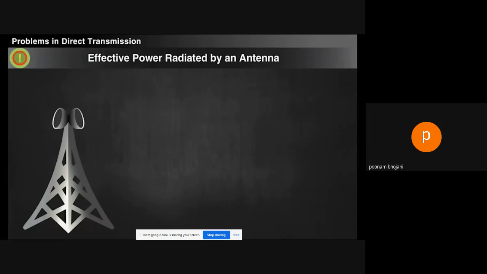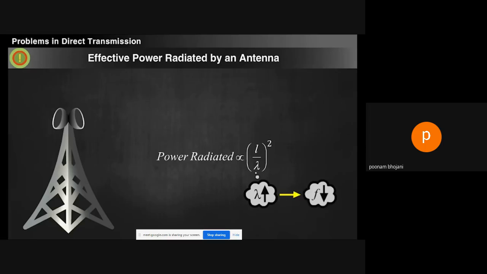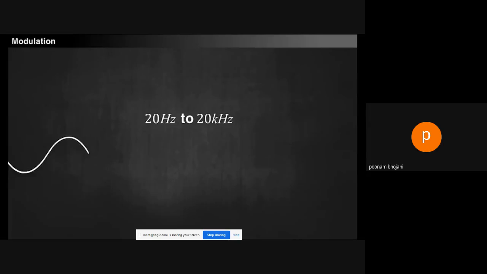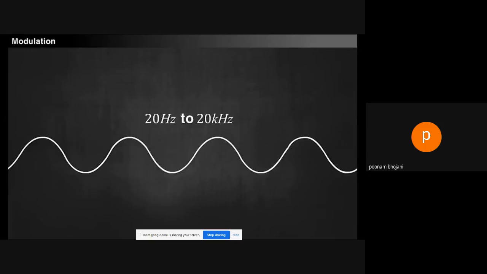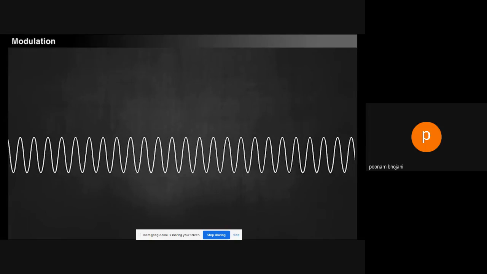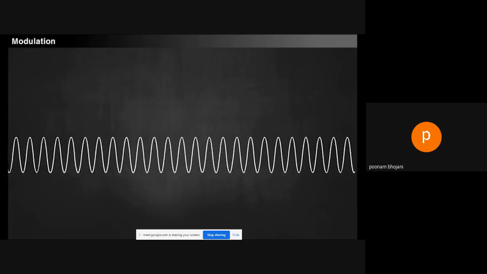Another problem is the effective power radiated by an antenna. Theoretically, the power radiated from a linear antenna of length L is proportional to (L/lambda) whole square. This shows that when we transmit a message signal of longer wavelength, that is, of low frequency, the power radiated will be very small. The reason for all these problems is the low frequency of the signals. If the frequency is high, we can overcome all these problems.